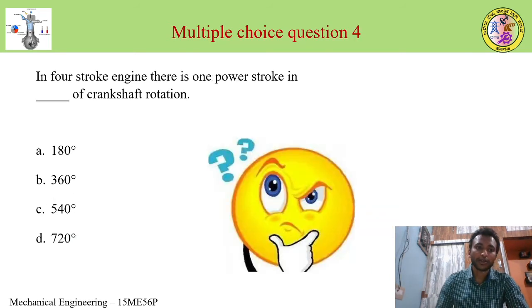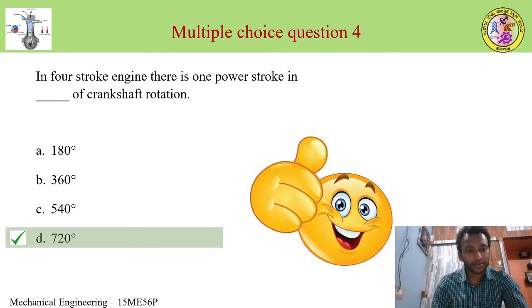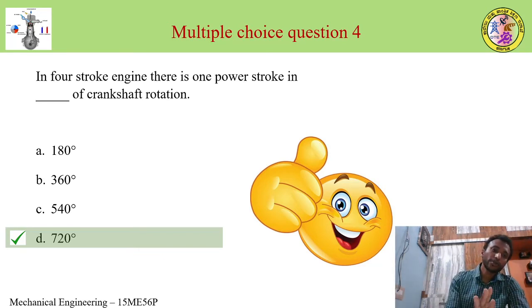If it is a 4-stroke, the same question they have asked: in a 4-stroke engine there is one power stroke in dash of the crankshaft rotation. In a 2-stroke, it is one complete revolution, which is nothing but 360 degrees. In a 4-stroke engine there will be two complete revolutions. That is 360 for one complete revolution, again 360 for another. 360 plus 360 gives the answer, 720 degrees. 2-stroke is 360 degrees, 4-stroke is 720 degrees.